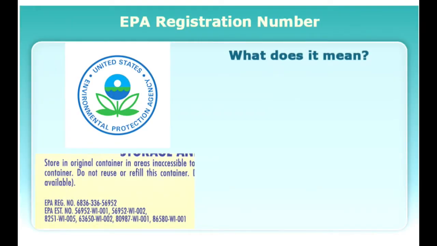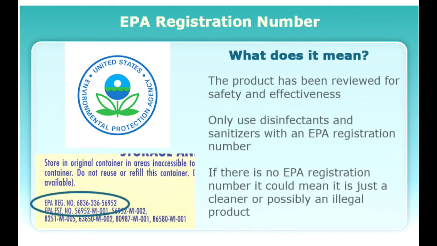As we mentioned earlier in this training, the U.S. Environmental Protection Agency registration number tells you that the product is a pesticide. When you see an EPA registration number on a product sold in California, it lets you know that the U.S. EPA and DPR have reviewed the product and found it to be safe and effective if you follow the directions on the label properly. Don't use any product for disinfecting or sanitizing that doesn't have an EPA registration number. It could be just a cleaning product or even an illegal pesticide product.